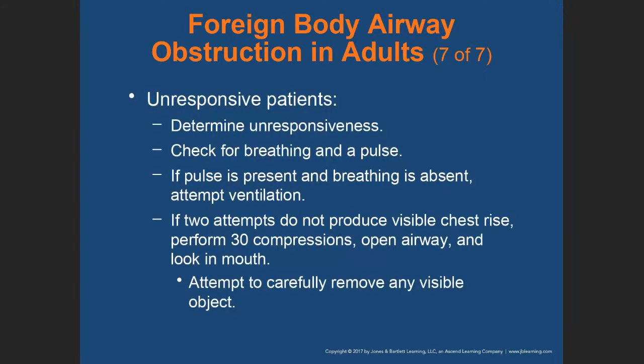Unresponsive patients with foreign body airway obstruction, adults. Determine unresponsiveness, check for breathing and pulse. If a pulse is present and breathing is absent, attempt ventilation. If two attempts do not produce visible chest rise, perform 30 chest compressions, open the airway, and look in the mouth. So that's really the difference, right? Each time, before you give your ventilations, you're going to check to see if there's something in the mouth. And they can have a pulse present.